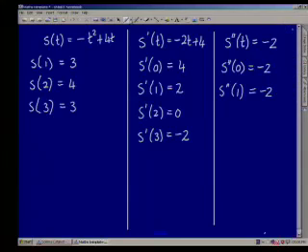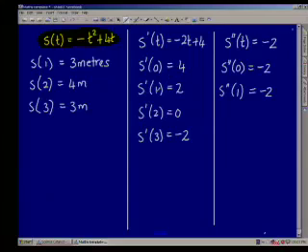If I have a look at my displacement formula as being a quadratic, I've chosen minus 2t squared plus 4t. On substituting 1, 2, and 3 in, this is telling me how many meters it's gone after 1, 2, and 3 seconds respectively. The particle has gone 3 meters, 4 meters, 3 meters. If I take the derivative, which is the rate of change of distance with respect to time, my derivative is minus 2t plus 4.